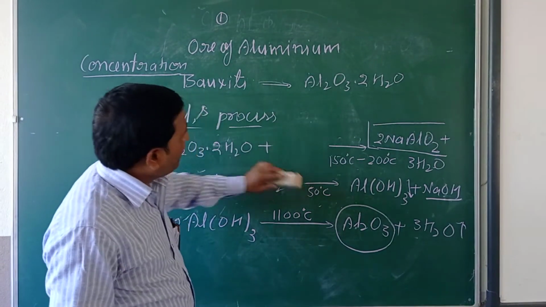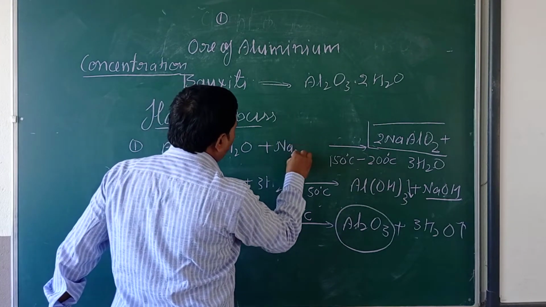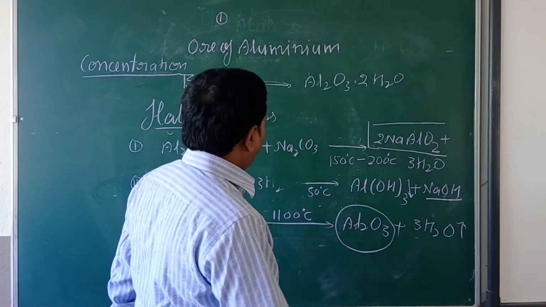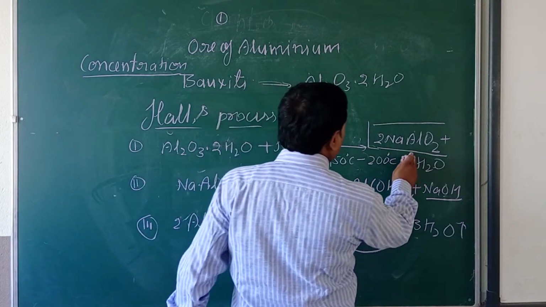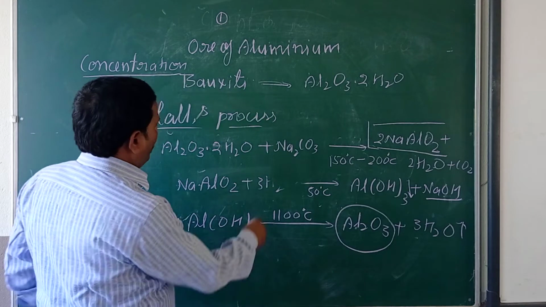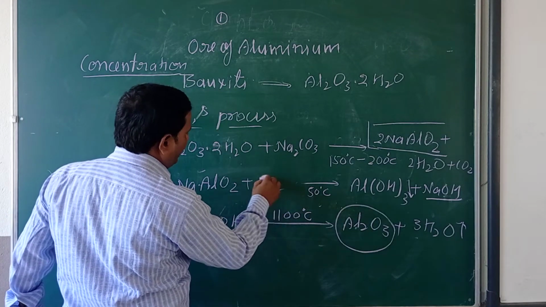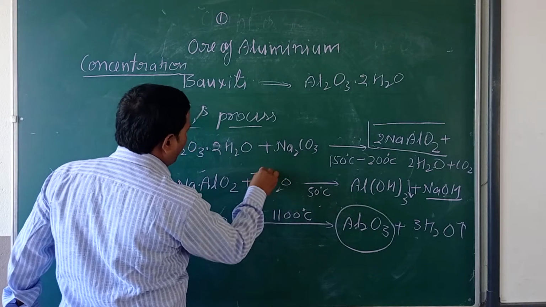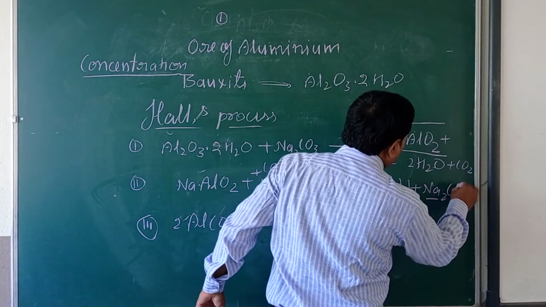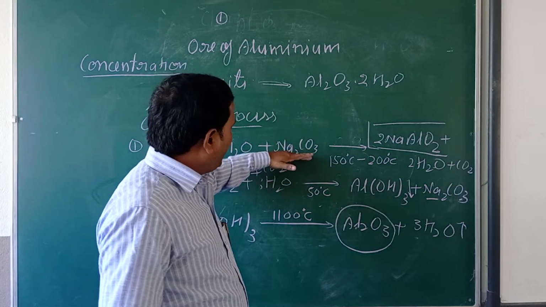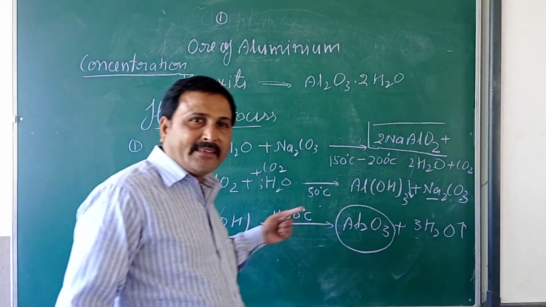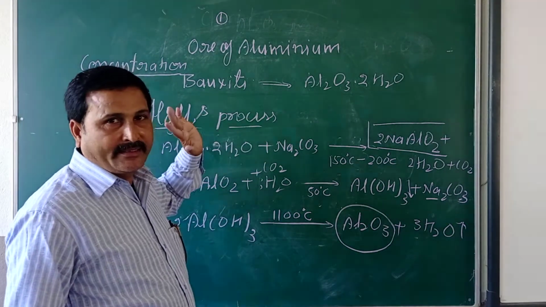Only in place of sodium hydroxide, we use sodium carbonate. Then the products will be carbon dioxide and water in the first reaction, and in the second reaction water and carbon dioxide are the reactants, with sodium carbonate as a product. Only the second reaction will change. The third reaction will be the same in Hall's process.